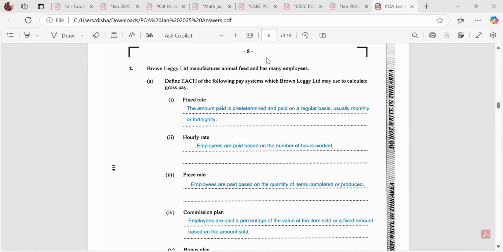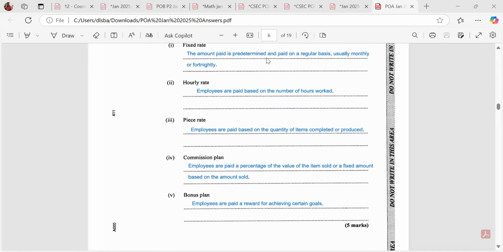So first one, fixed rate. If you get a fixed rate, again a salary, right? It's just a fixed amount that you get monthly or fortnightly, a predetermined amount. So if you work extra or you work less, you're getting the same amount, right? That's what a salary is. Hourly rate is basically you getting paid per hour based on the amount of hours you work. Piece rate is based on the amount of items you produce. So if you're making chow and I make 20 bags of chow, I get paid per bag of chow. I might get paid $5 per bag of chow I make.